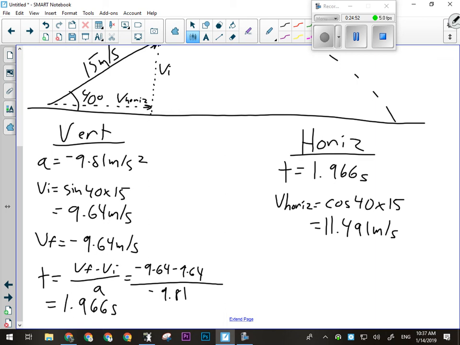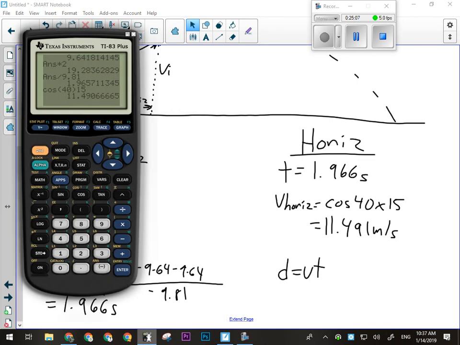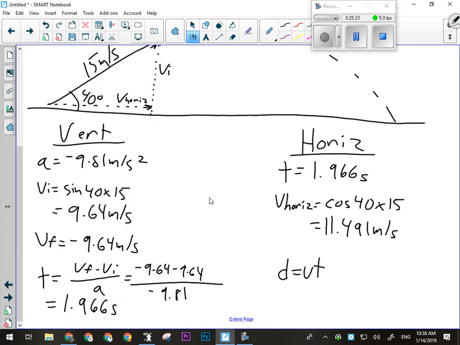Now that I have that and I have the time, can I calculate how far it will go horizontally? Since it's traveling at a constant speed, I can use V equals D over T, so D equals V times T. I take that number I just calculated and multiply it by 1.965711345. So it's going to travel 22.6 meters. Actually, I only have two significant figures, so it'll be 23 meters horizontally.